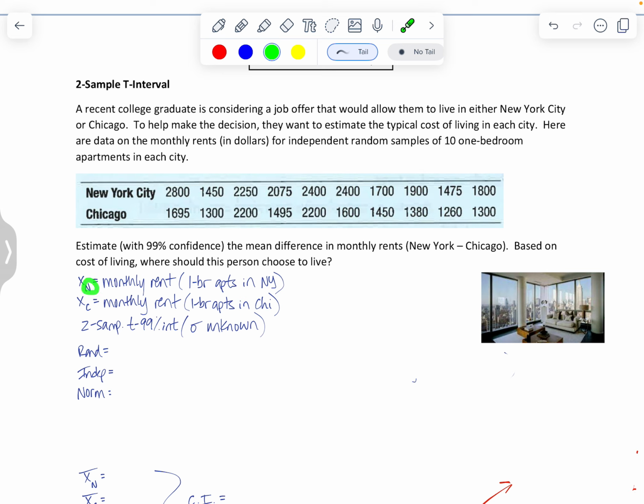And notice I'm using an N for New York and I'm using a C for Chicago. You can use A's and B's. You can use 1s and 2s if you want. I think it's easier to use an N for New York and C for Chicago. Just name your variables and then you just have to define them, whatever they are, okay?